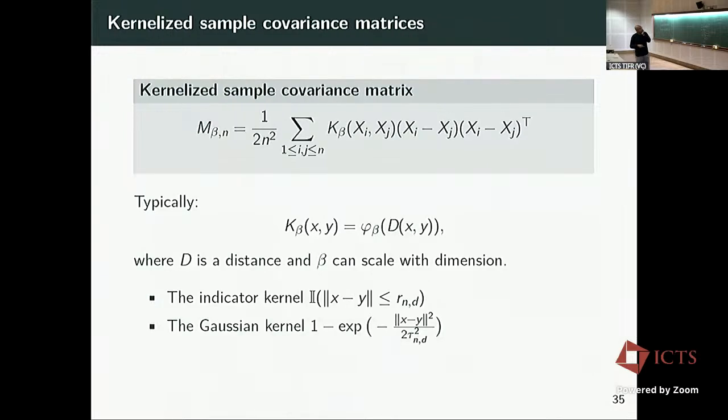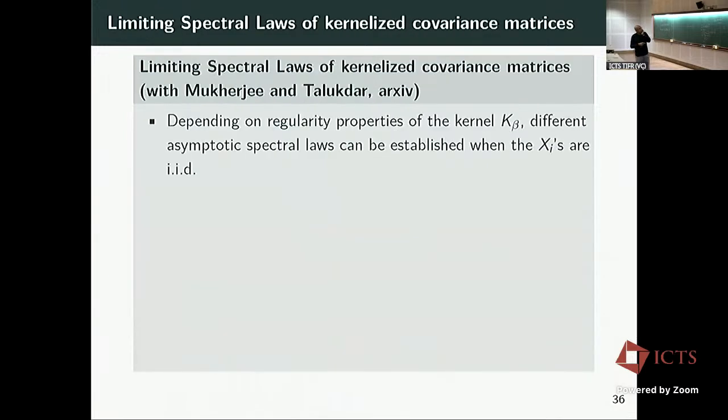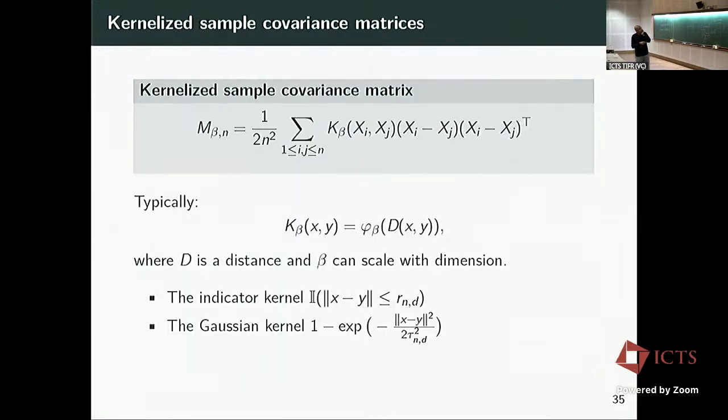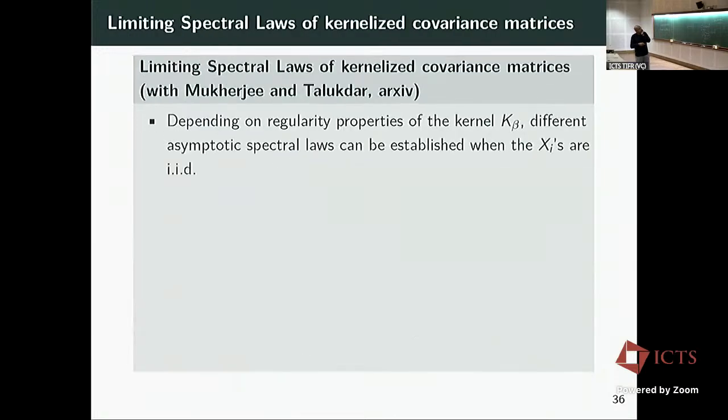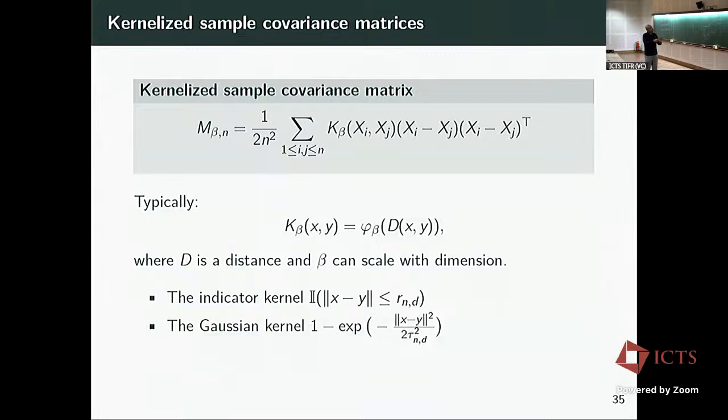So what is the kind of results that we can expect? It depends on the regularity properties of the kernel k beta. And by the way, we are using the word kernel here because that's the terminology used in this part of the statistical literature. There is no relation with the determinantal kernel.